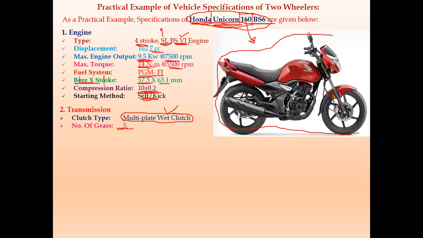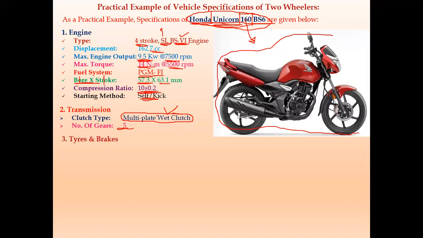If you see, all these 5 gears are in forward direction, not reverse gear. In case of two-wheelers, we do not require reverse gear. In case of four-wheelers or three-wheelers we require it, but in case of two-wheelers, we do not require reverse gear. So this is transmission.